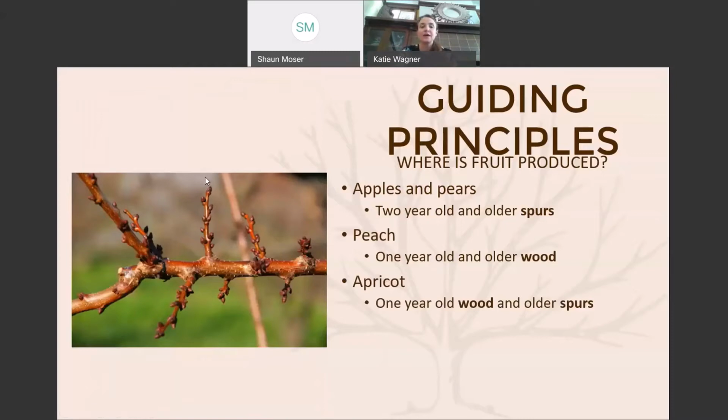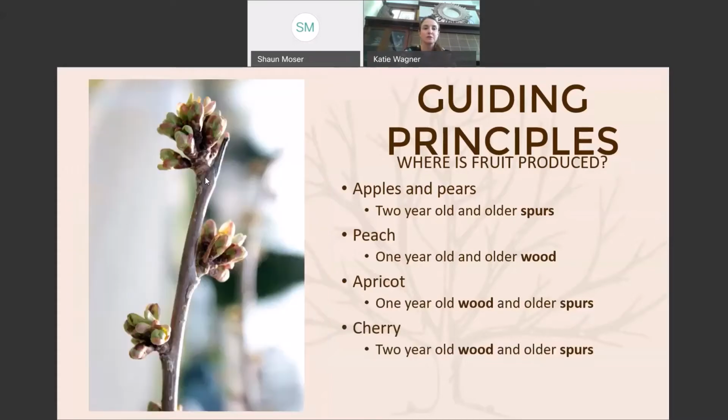Apricots, again, can produce fruit on 1-year-old wood or on older spurs. And that's kind of what they look like. They're a little bit longer than we have with the apples and pears. And then cherry can be produced on 2-year-old wood and older spurs. And with cherries, we get kind of this whorled arrangement of buds.